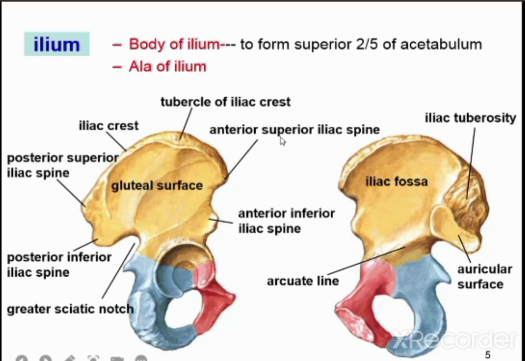Here is the superior, in comparison to this inferior. They are all anterior. This is the posterior: the posterior superior iliac spine and the posterior inferior iliac spine.